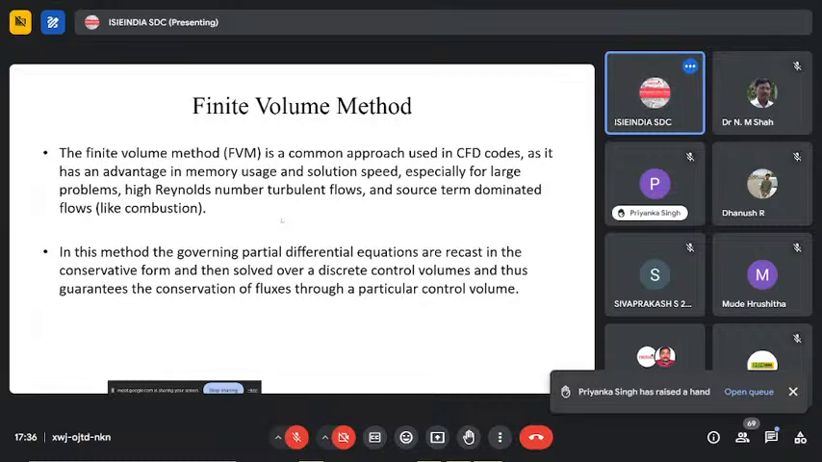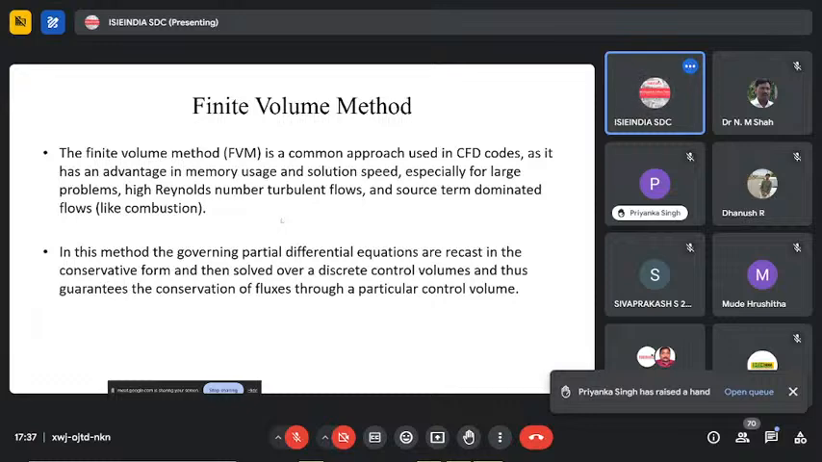In FVM, the partial differential governing equations, like the Navier-Stokes equations, can be reformulated in conservative form. This means they can be expressed in terms of conservation laws, which ensure that important physical properties like mass, momentum, and energy are conserved within a discrete control volume.